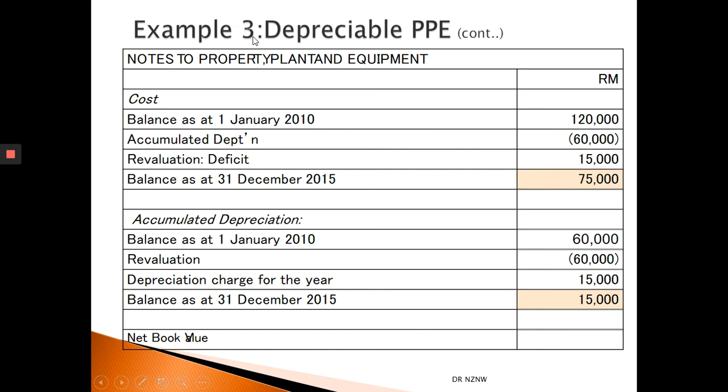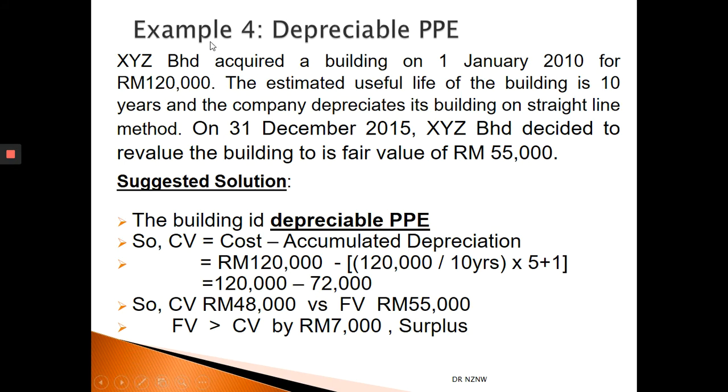So, that is example. I have one more example to give you some differences. Look at example 4. This time, we have a similar question. We have Berhad acquire building first in 2010 for 120,000. The estimated useful life is 10 years. And the company depreciates on a straight line method. So, kalau you tengok sampai sini, is the same as example 3.